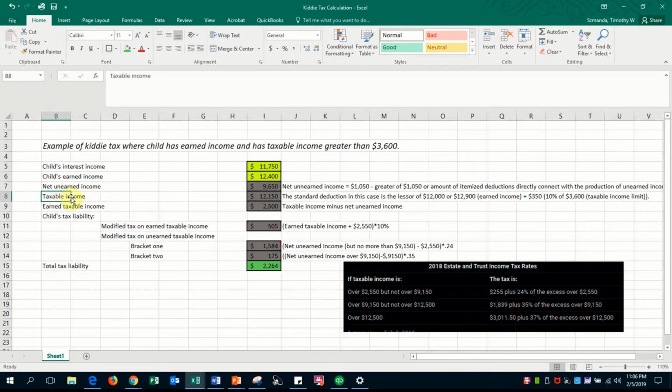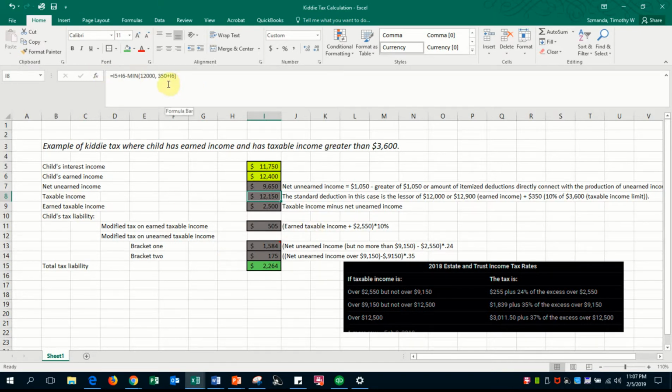Then the next calculation is taxable income. And the taxable income then is going to be the calculation of the total $11,750 plus the $12,400. And to that, we're going to subtract the minimum of the $12,000 standard deduction, or $350 plus the child's earned income. And $12,000 is the minimum in this case, so we would take the total income and take out the standard deduction of $12,000, and we wind up with $12,150 as the taxable income.